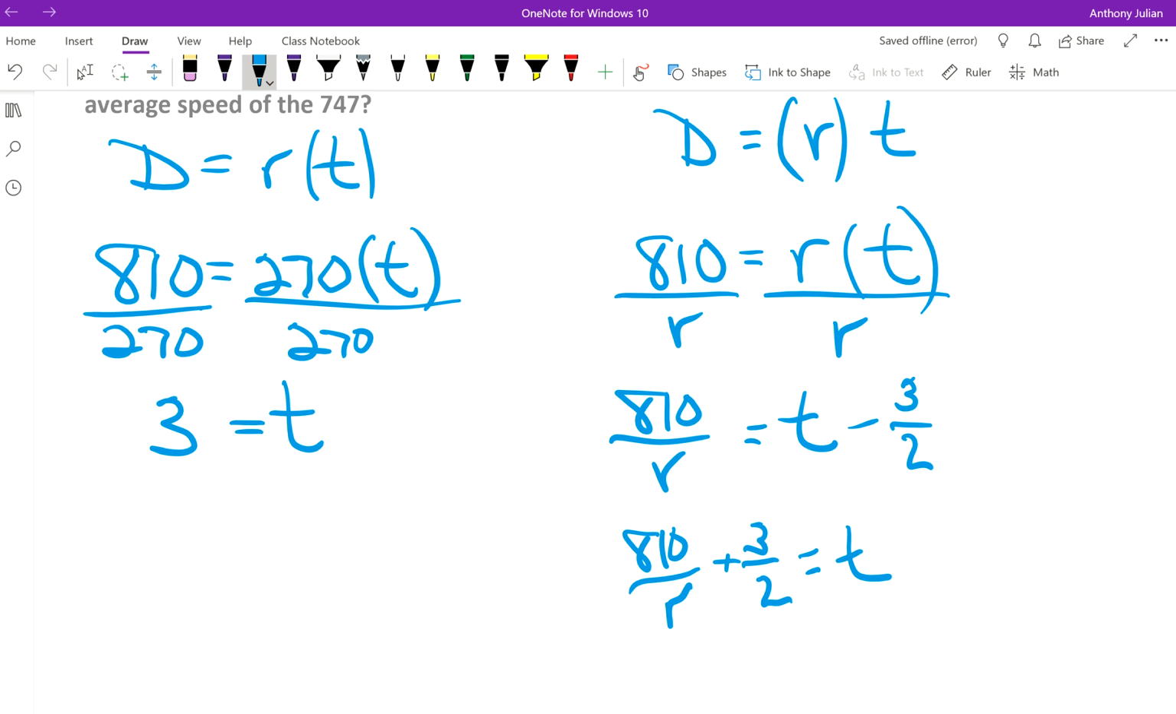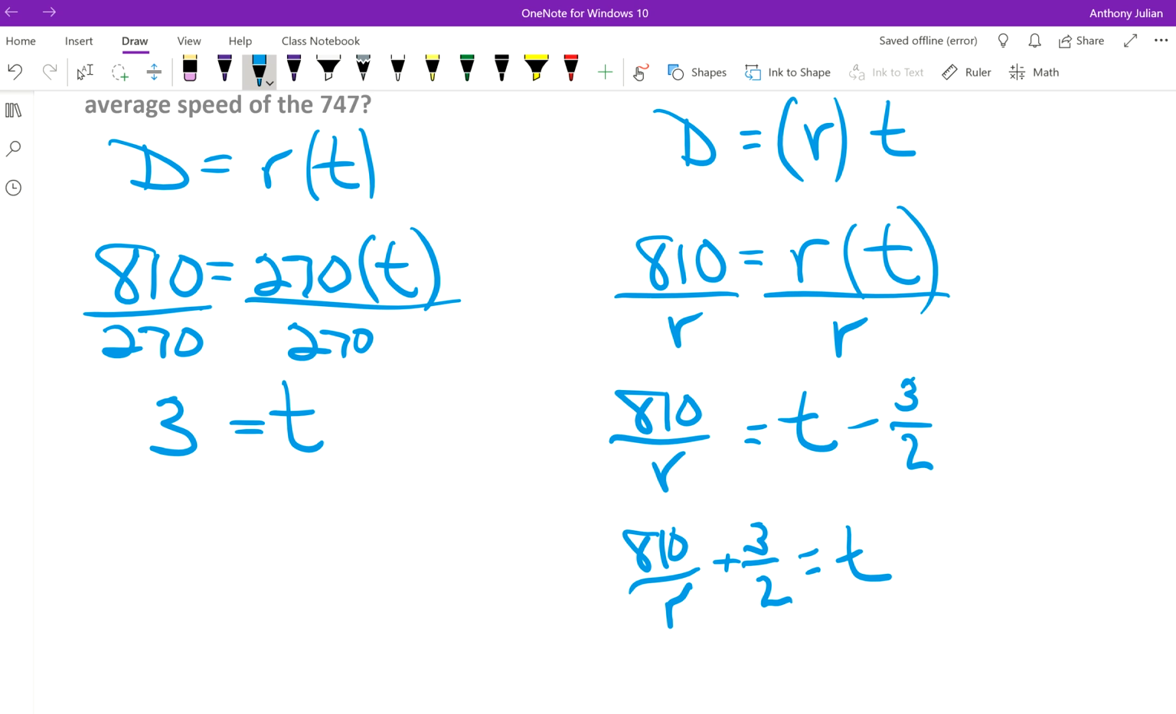All right, I hope that makes sense to you. This is the hardest and stickiest part about these, because there's not just one way of looking at this. You could look at it a different way. I could have added the t over here if I wanted. But nevertheless, I'm going to stick to what I'm doing here. So t equals 3 over here, and t equals 810 over r plus the 3/2.